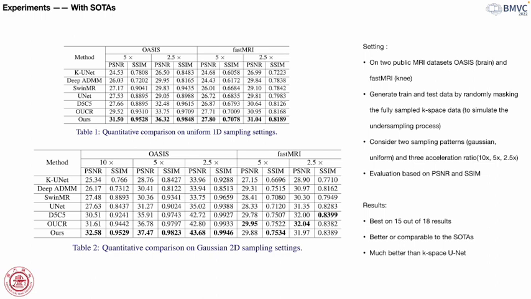We evaluate all the methods with PSNR and structural similarity as the metrics. As can be seen from the tables, our method achieved the best on 15 out of 18 results and demonstrates superior or comparable performance to the current state of the art. We also include the K-space U-Net for comparison, which shows very poor performance and justifies our hypothesis that CNN does not give suitable inductive bias for K-space learning.